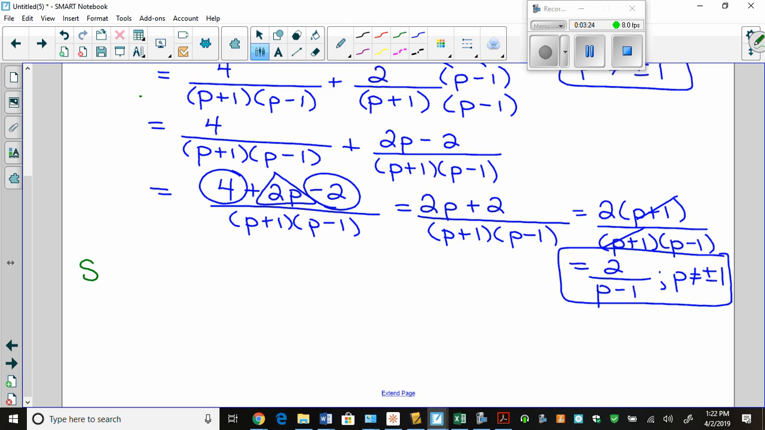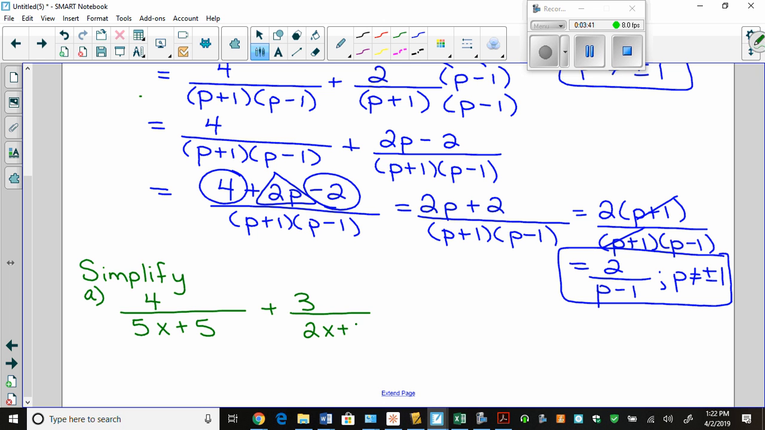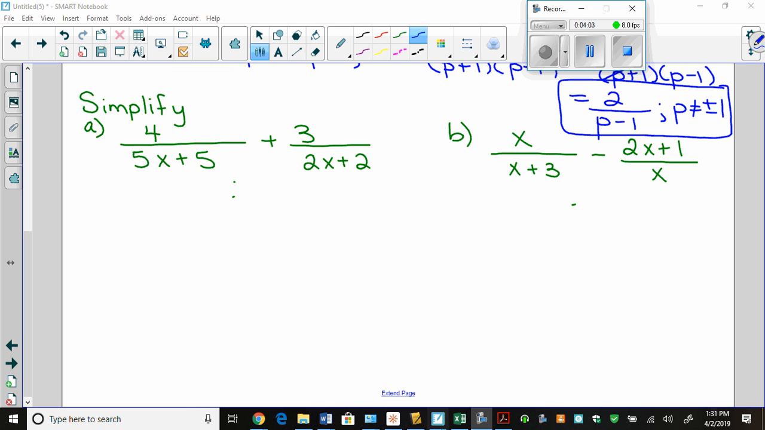Okay, you guys are going to try these two. Simplify. A, 4 over 5x plus 5 plus 3 over 2x plus 2. I want you to try that one. And then this one doesn't follow the same tune, but I want to see what you're going to do with it. X over x plus 3 minus 2x plus 1 over x. Because honestly, this is the one that most people make the mistake on. So I want you to try A and B. B is from yesterday.